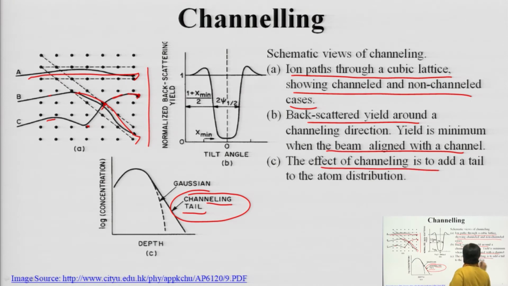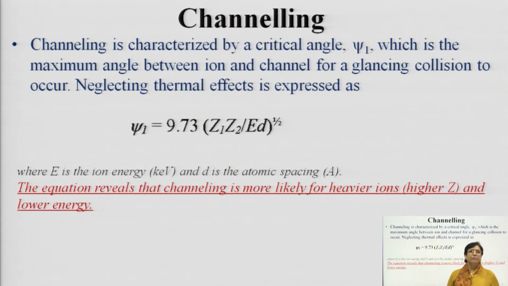The effect of channeling is now here. The third is the effect of channeling, which has added extra depth, or an extra profile, and that is leading to what we call tail channeling. This is the normal Gaussian profile, but because of the backscattering and the channeling, the collision has added a tail to the diffusion profile.